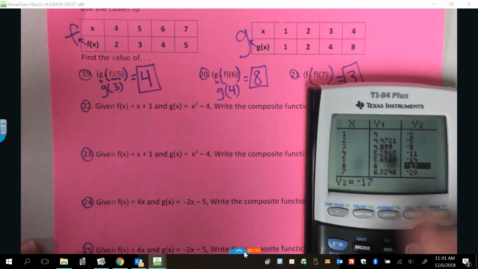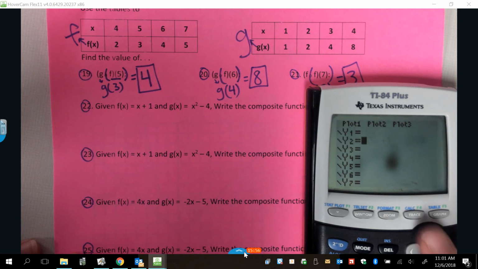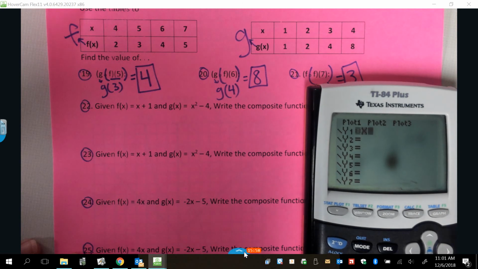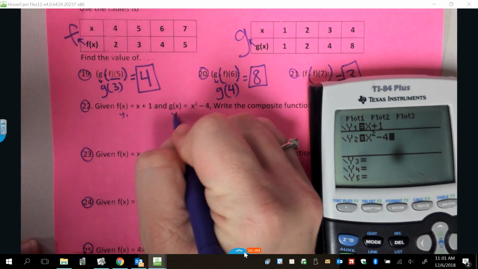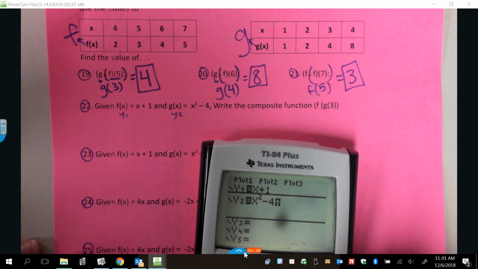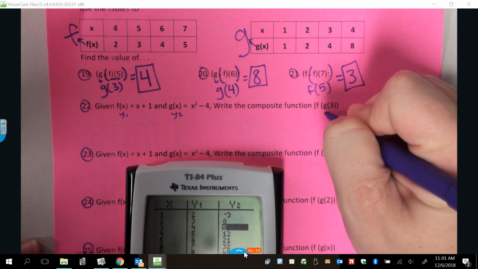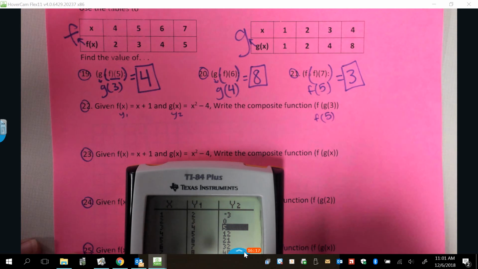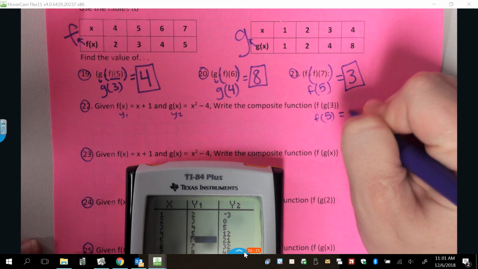Okay, so again, let's use our calculator. X plus 1, x squared minus 4. X plus 1 is in y1, y2 is x squared minus 4. Okay. So g of 3, g is in y2, so 3, that gives me 5. And then find f of 5. F is in y1, so that's 6.